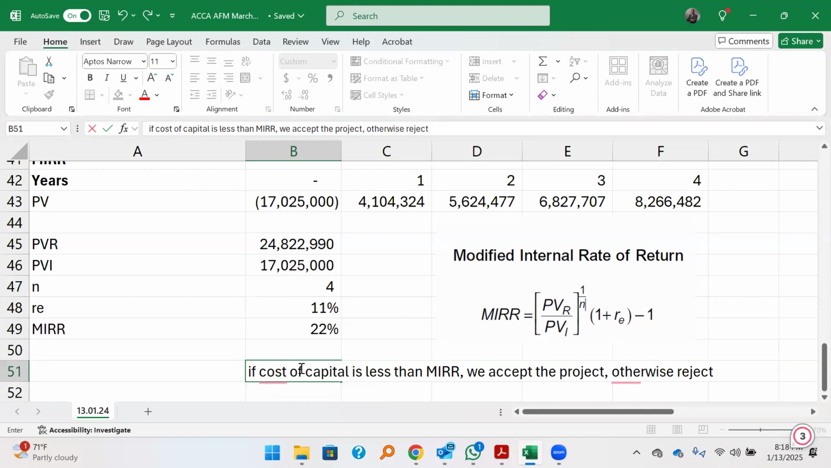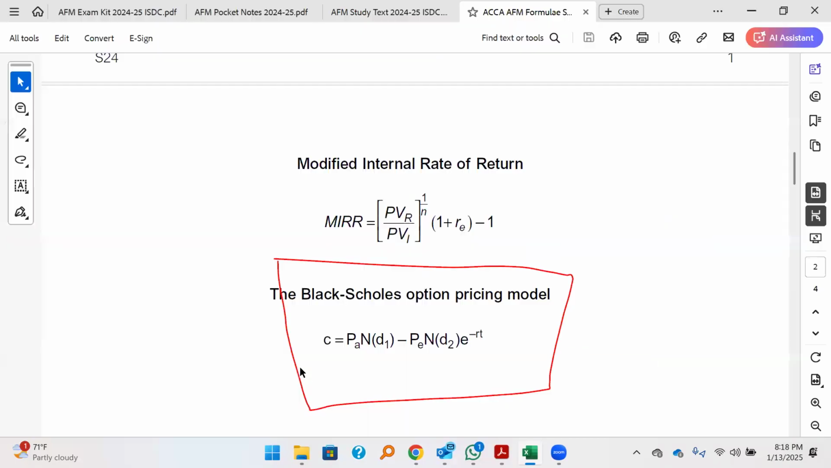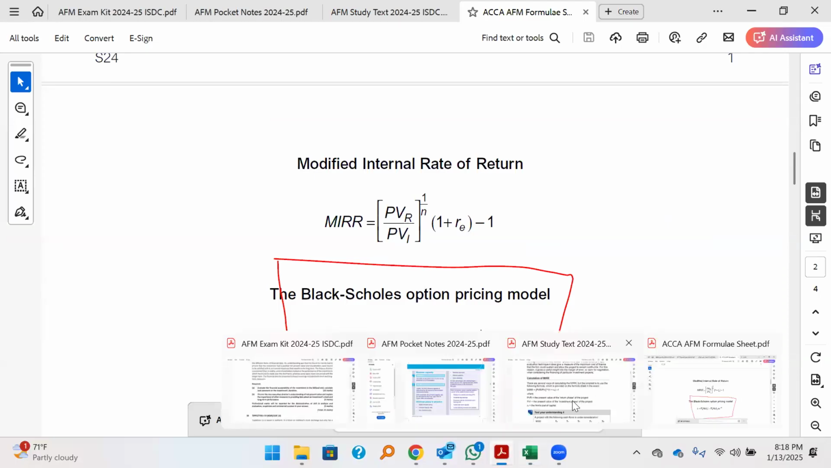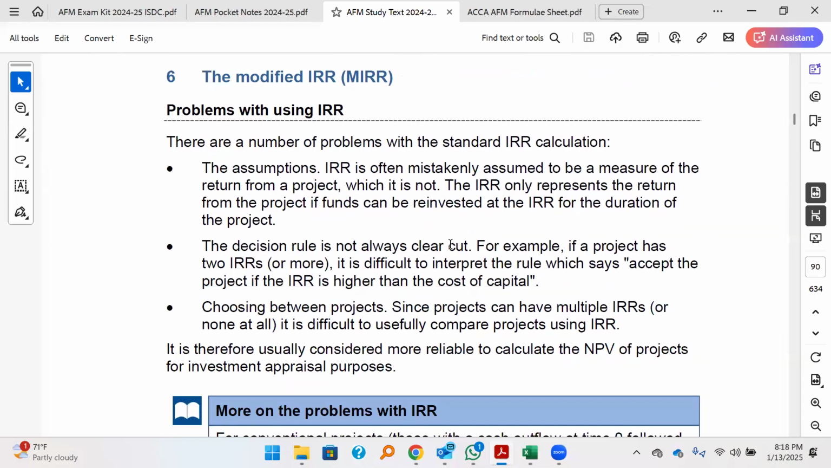Otherwise, reject. Now, what this has over the internal rate of return is that it's always going to be one figure. Okay, I've not read through these parts here, but as I showed you where they are, you can go and read them by yourself. I can just highlight that the decision is not always clear for IRR because it can have 2 of them or more, or it can have none, and it becomes difficult to choose which one you should use for deciding whether to accept or not.